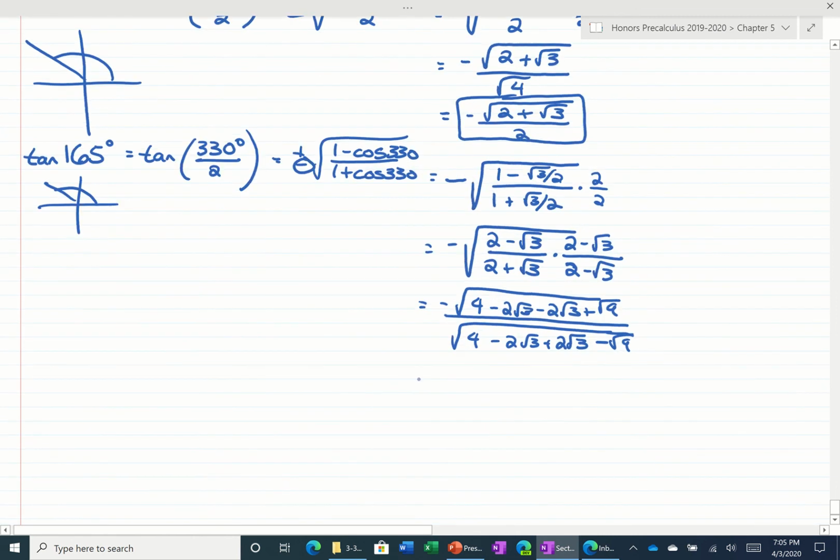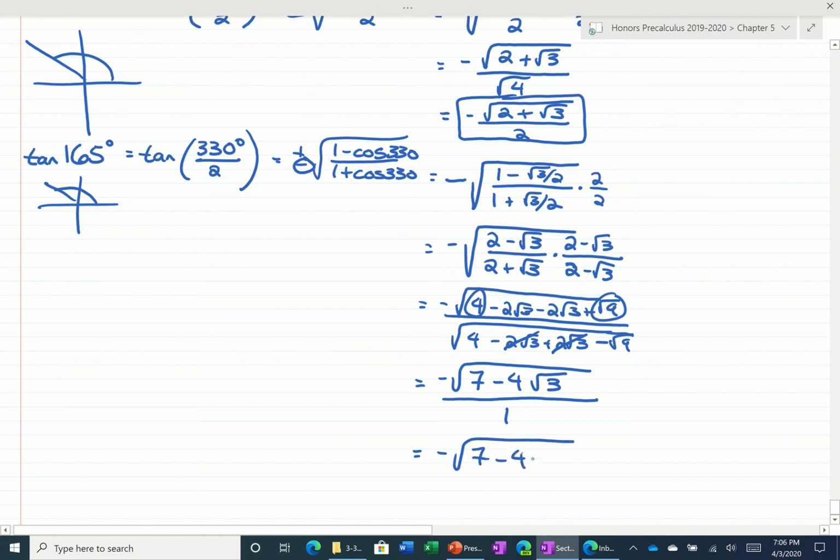And if you clean things up, it's not the prettiest thing for tangent. Maybe it would have been a little bit easier if we used one of the other formulas, but either way, you'll wind up with negative the square root of 4 plus 3, which is 7, minus 4 root 3, all divided by the square root of 4 minus 3, which is 1. So really, the final answer for a tangent would be negative square root of 7 minus 4 root 3. That would be an answer here.